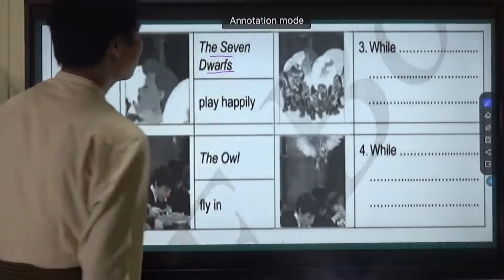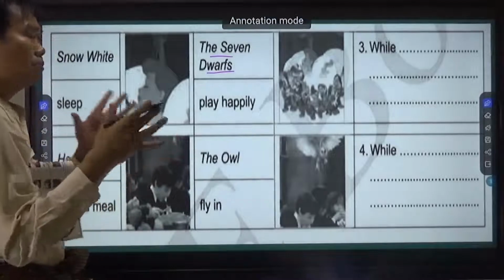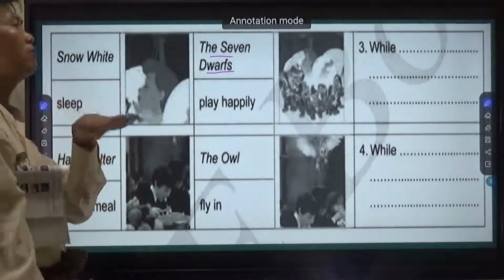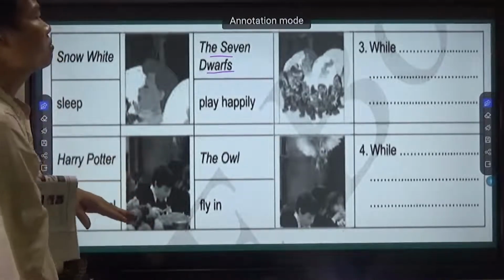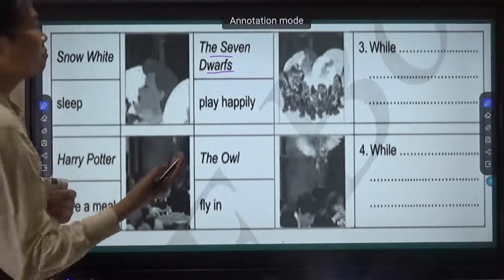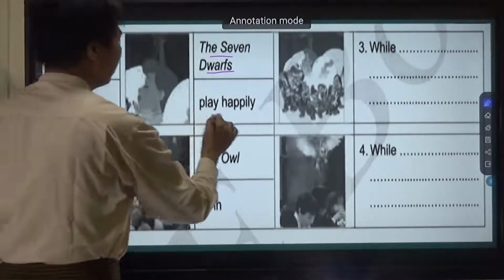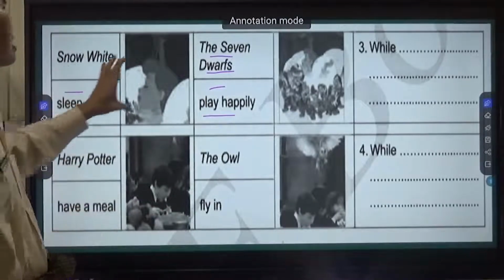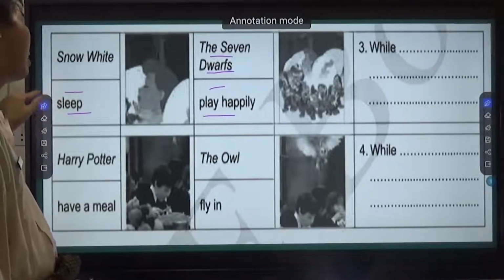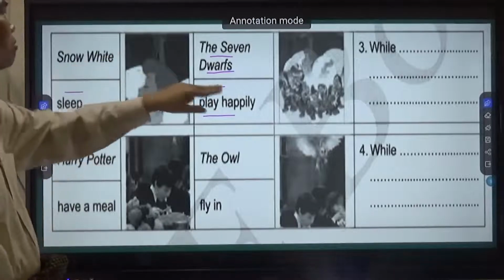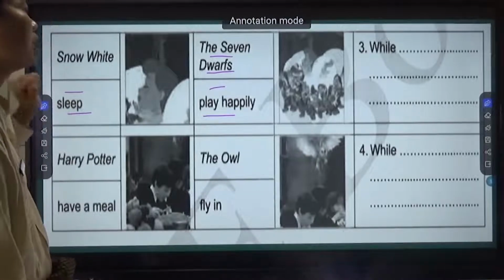The seven dwarfs. Snow White, the seven dwarfs.